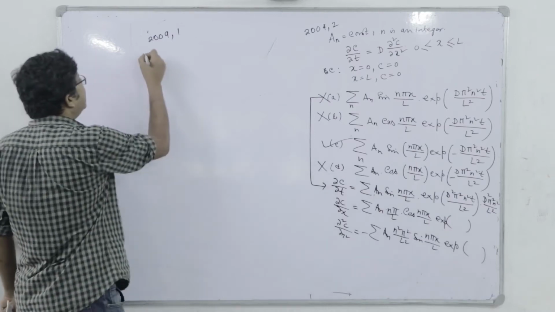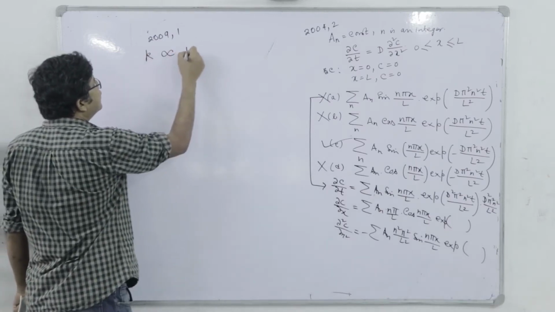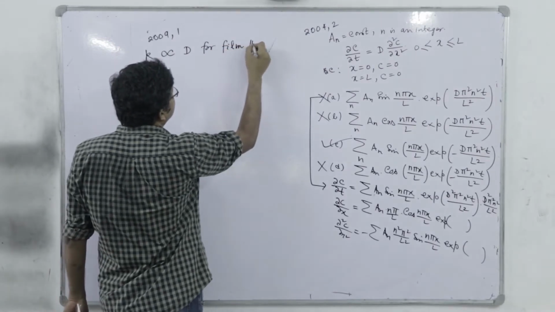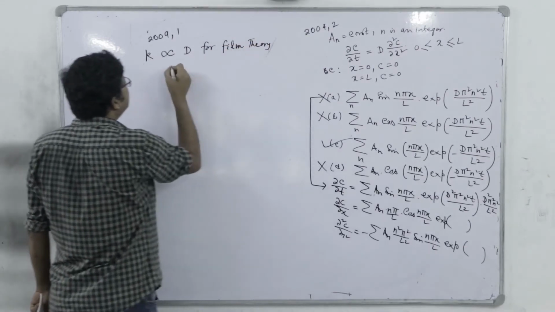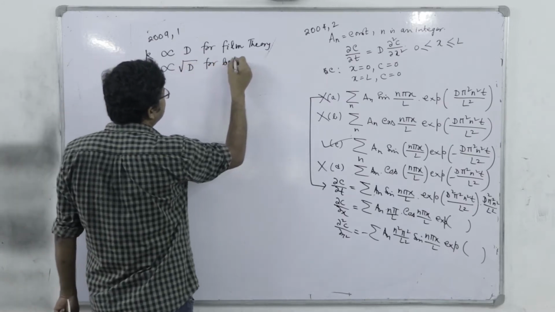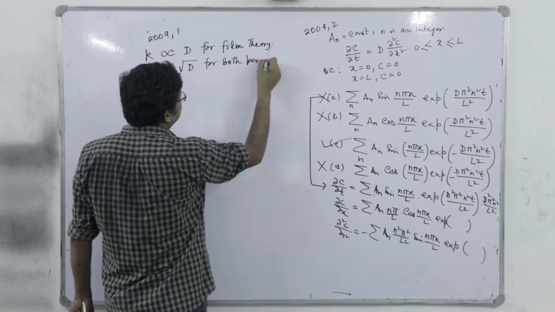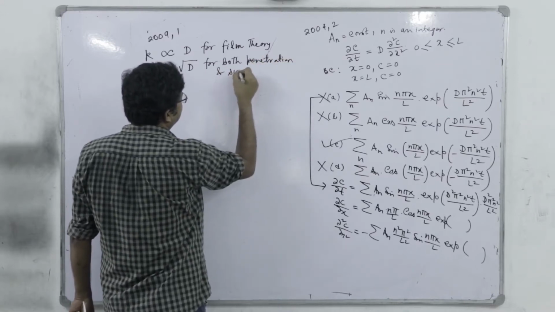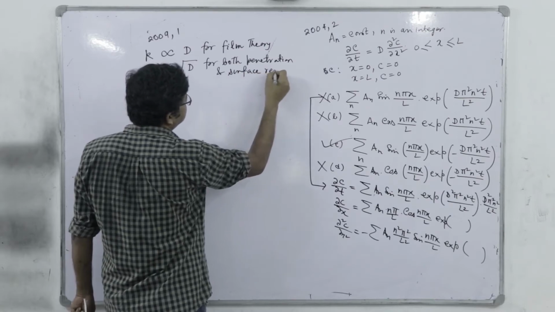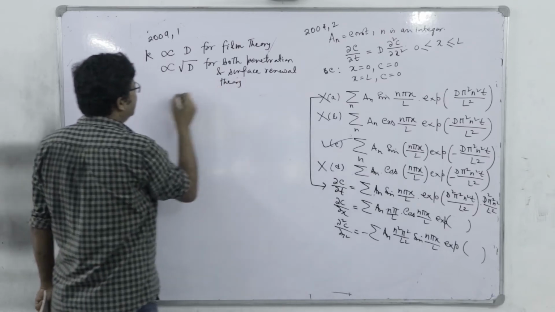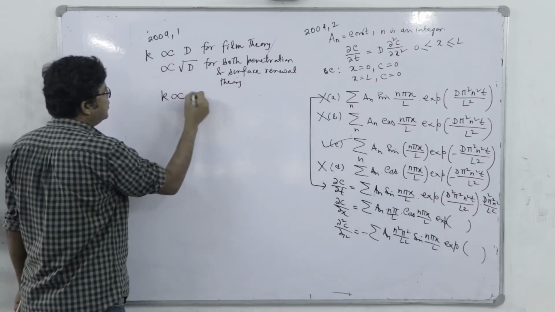So you see that k is proportional to d for film theory, right? Proportional to under root of d for both penetration and surface renewal theory, right? So my option is k proportional to d to the power half.